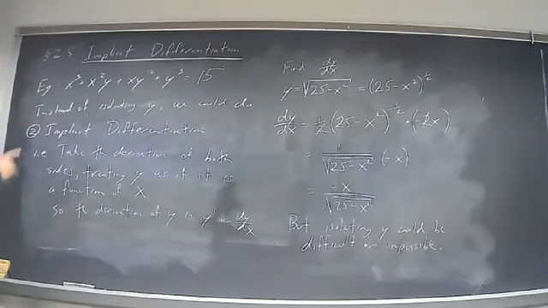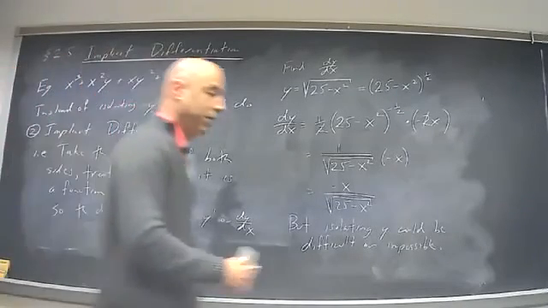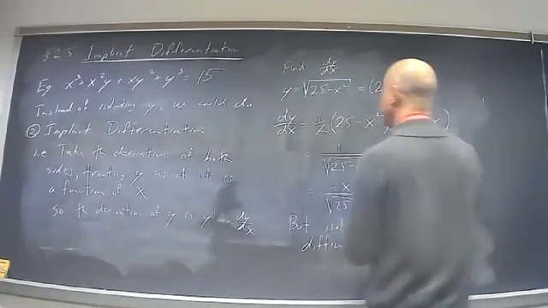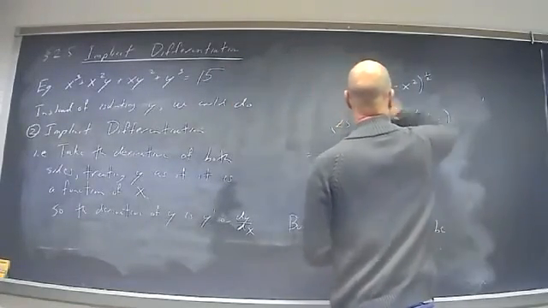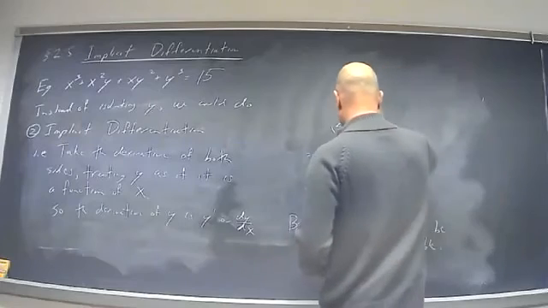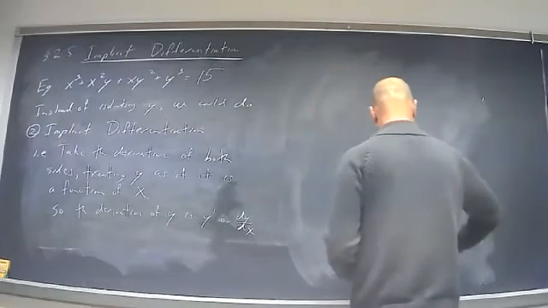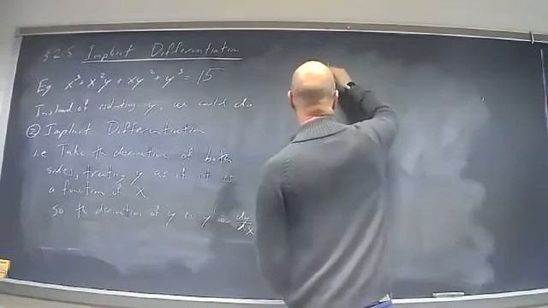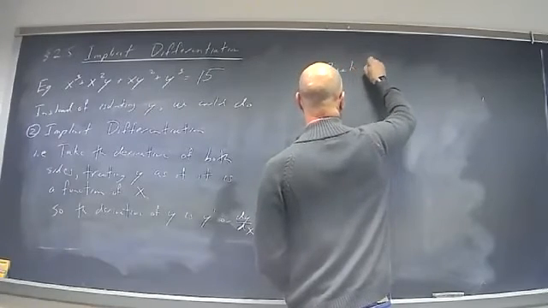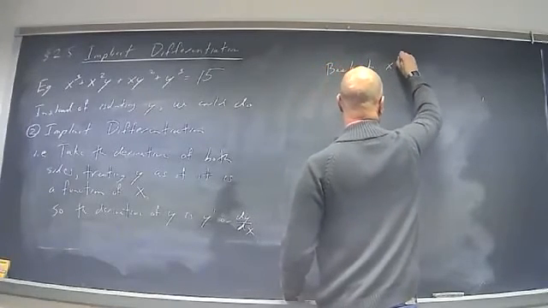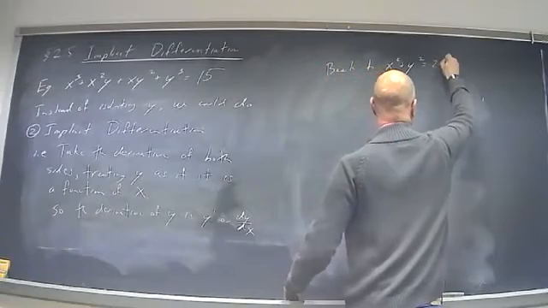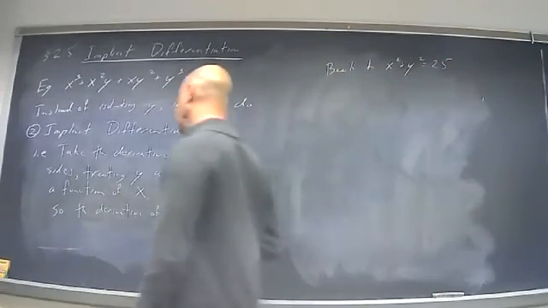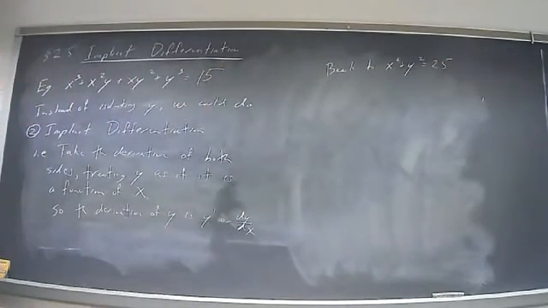I'll start with the first example rather than the second example, because this one's going to take a bit of work. So let's go back to our first example, x squared plus y squared equals 25. We are going to take the derivative of both sides.